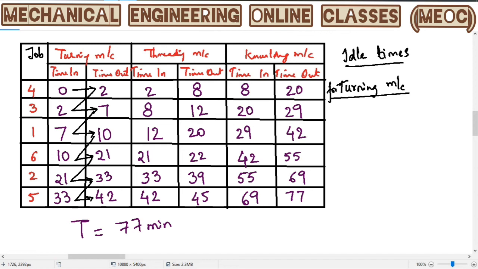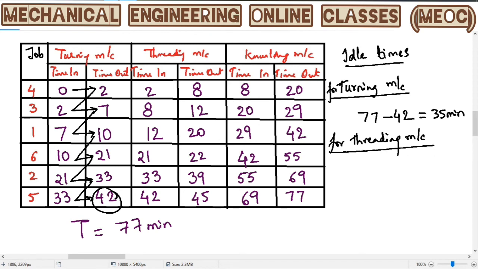But where did it wait? Unless all the jobs are completed in all the machines, the new cycle is not allowed to begin, right? So the last job is going out of the last machine only in 77 minutes. So the idle time for turning machine will be our 77, the total time, minus this 42, because till 42 minutes it was busy. After that up to 77 it is idle, which is nothing but 35 minutes.